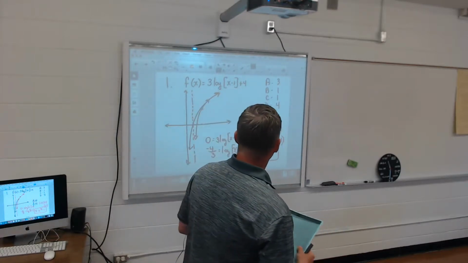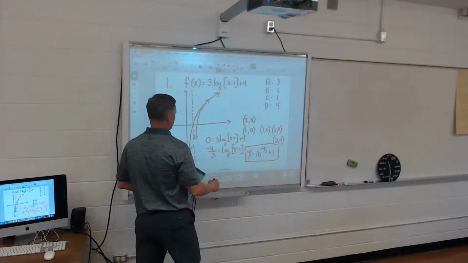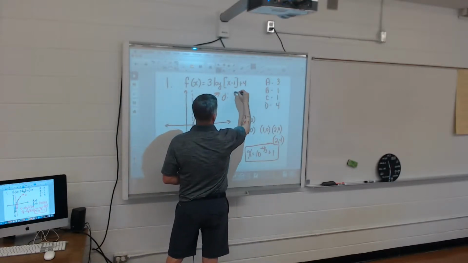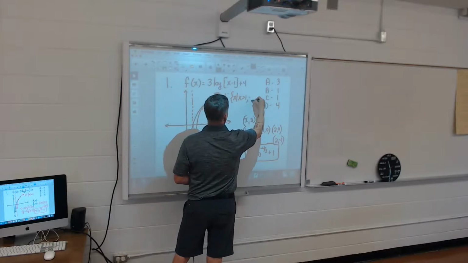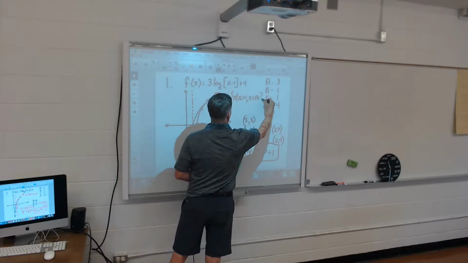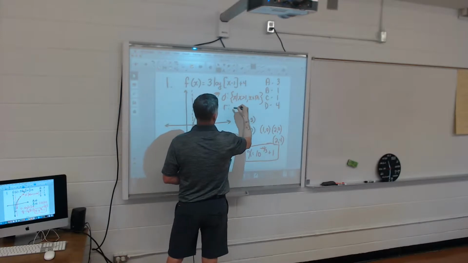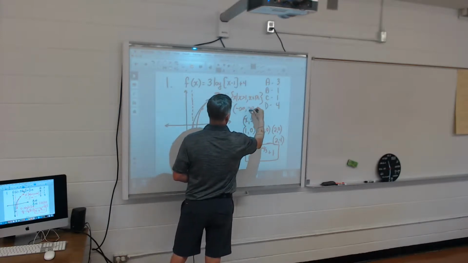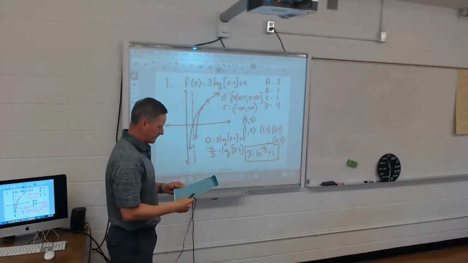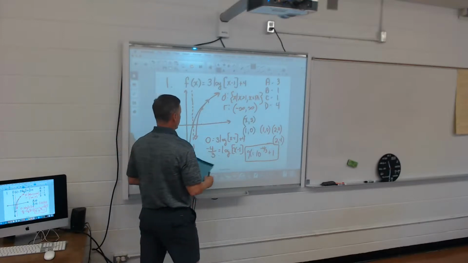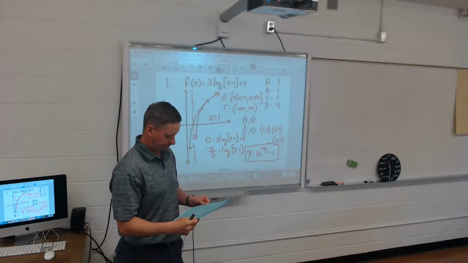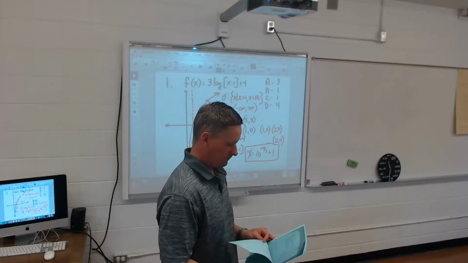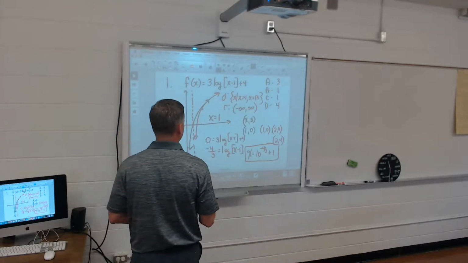So it says identify the domain and range. Domain is x is greater than 1. Range, minus infinity to positive infinity. And the equation of the vertical asymptote, x equals 1. Okay?